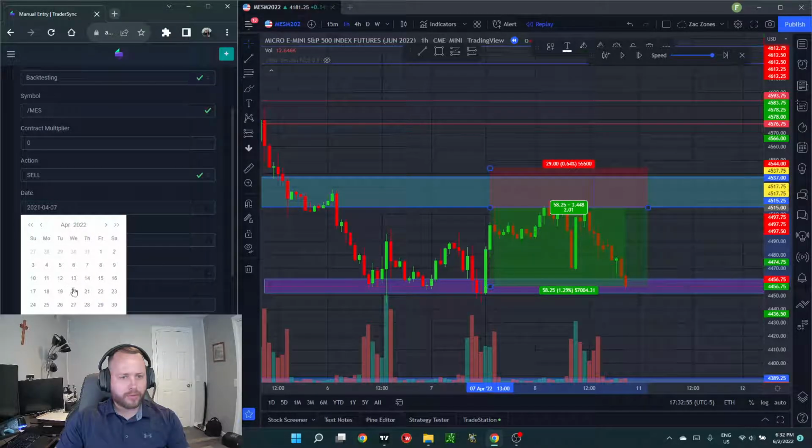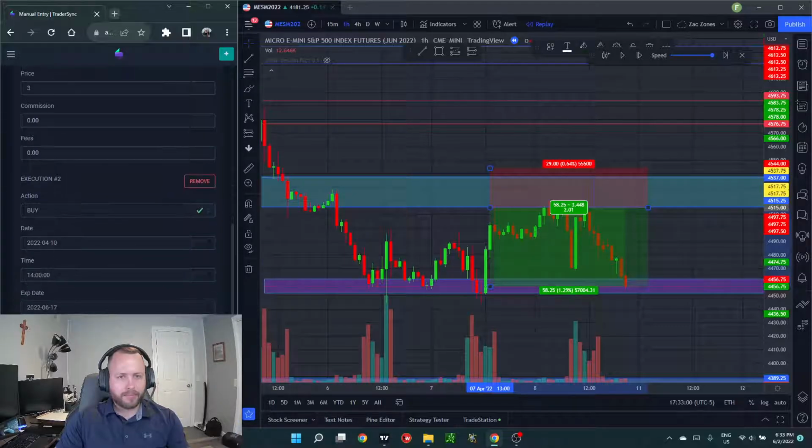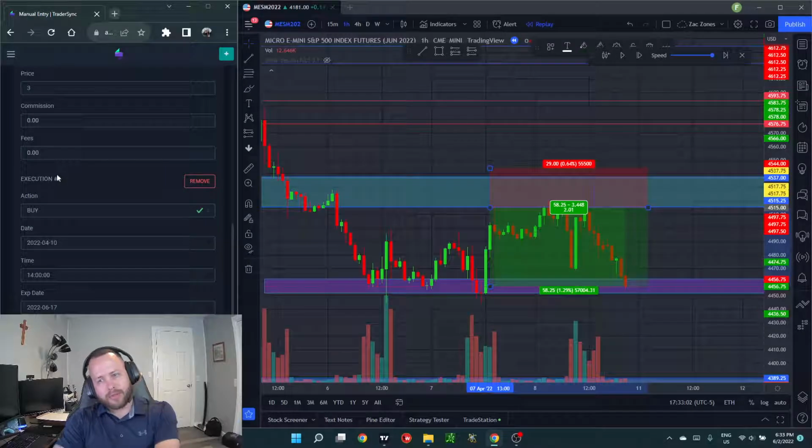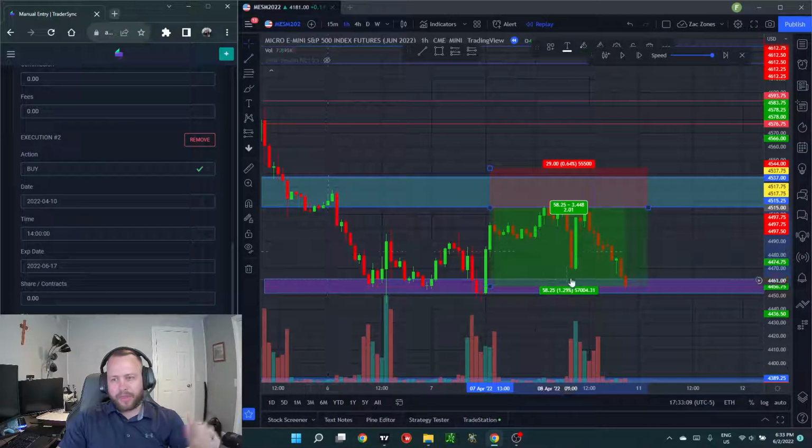Did I do 2021 for my other trades as well? That would really be annoying. But it shouldn't actually impact the results. It's just going to be really funny if you try to look at it on an actual equity curve. I can go back and change it later. So the 10th at 2100.